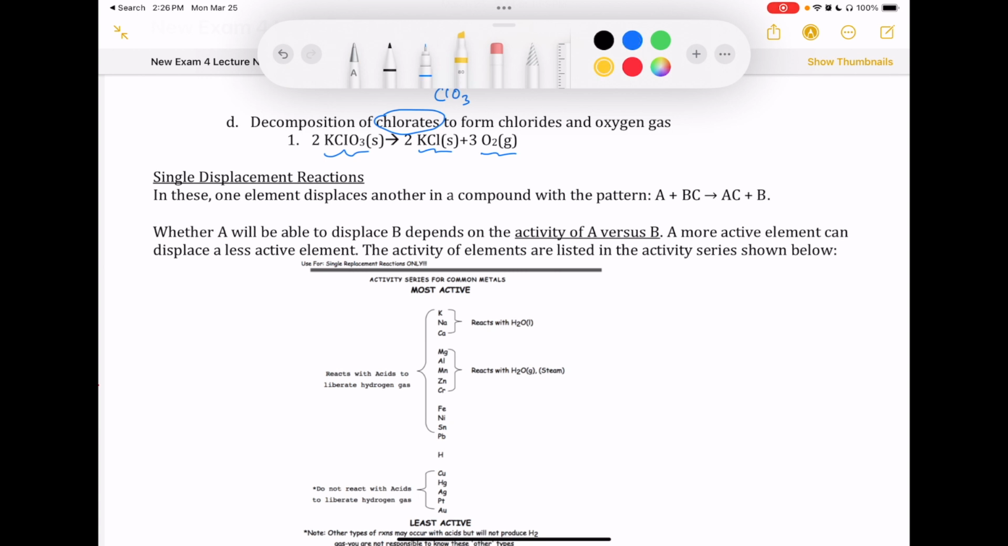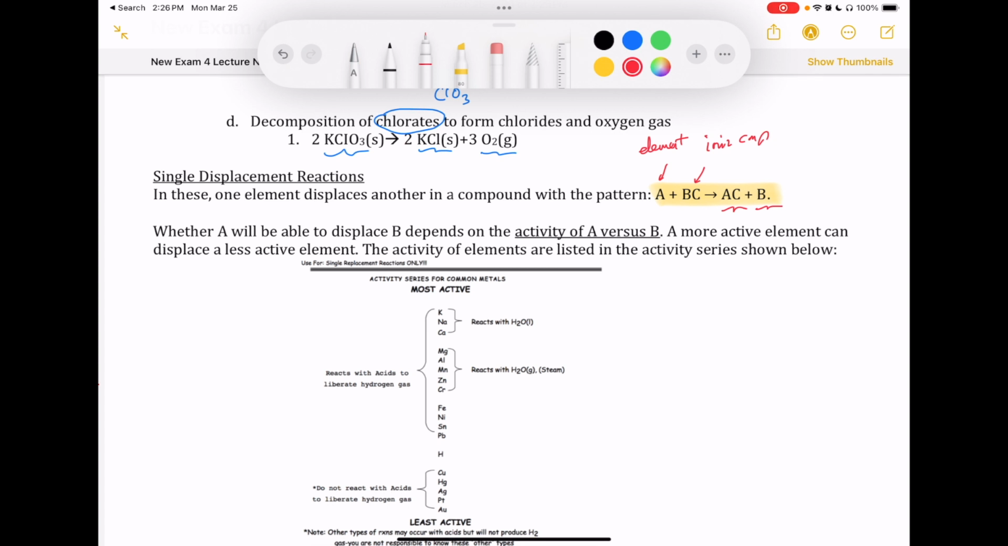And remember that this particular one has a pattern that looks like this: A plus BC goes to AC plus B. And keep in mind that when we write something as A, that means that's an element. And then something like BC here would be an ionic compound. And then you're producing a new ionic compound and a new element.